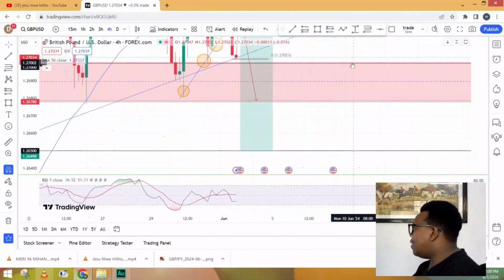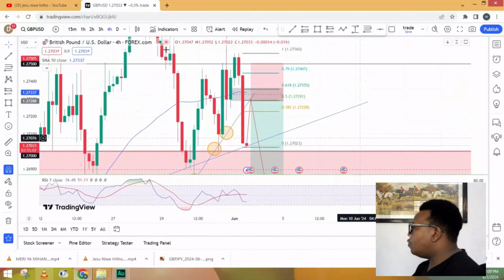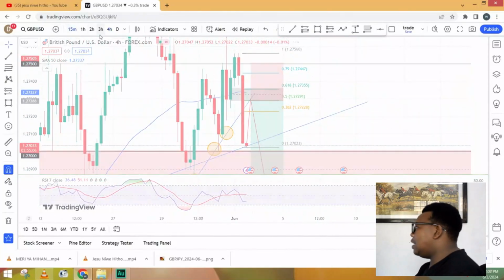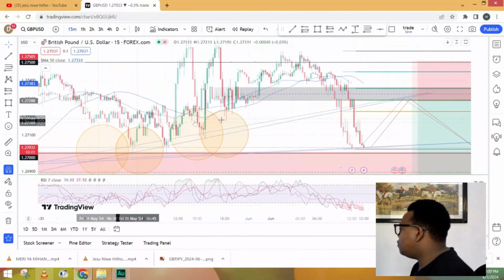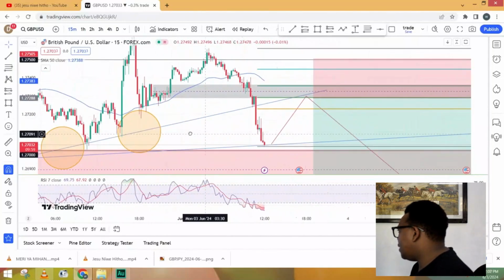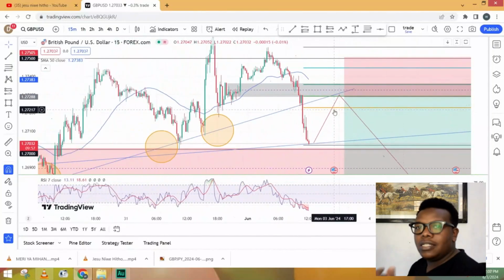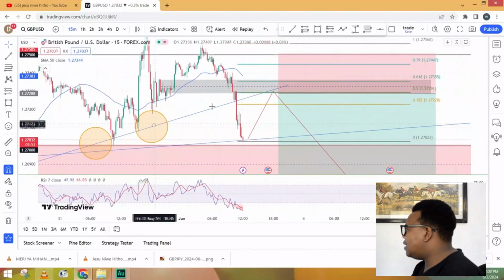So for that case, I'll just be patient enough and see how the market gets to play out. So if you come to 15 minutes, let's look at what's happening at the 15 minutes. This is something that you get to do over and over. You get to do the analysis step by step. So hopefully you're following along with what I'm doing.